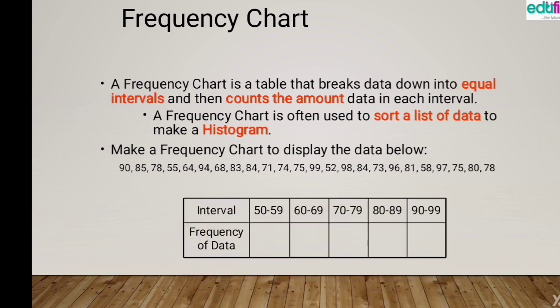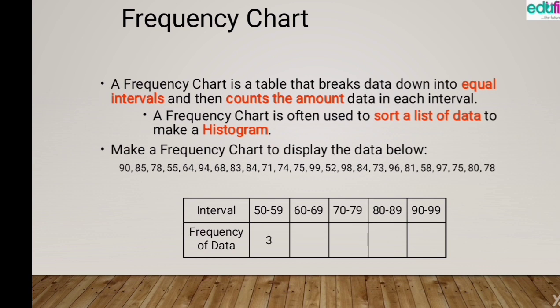Now, let's have the frequency chart. You can see our interval. We arrange it to have the interval from 50 to 59, 60 to 69, 70 to 79, 80 to 89, then 90 to 99. And for our frequency data, the value found between 50 to 59 is 3.